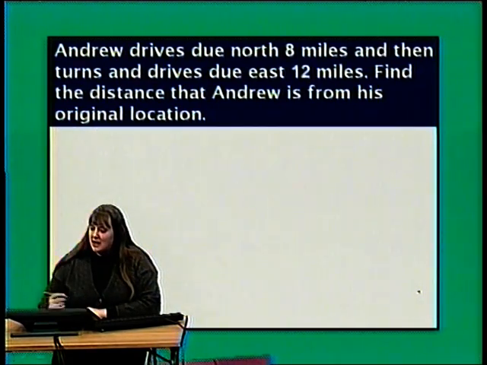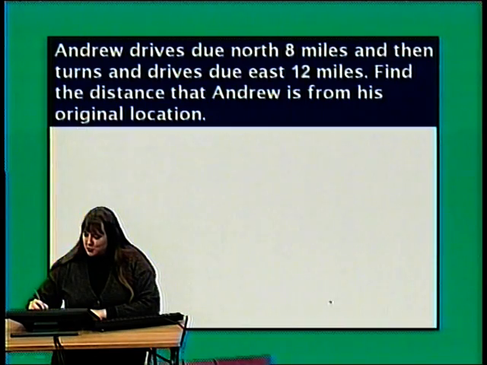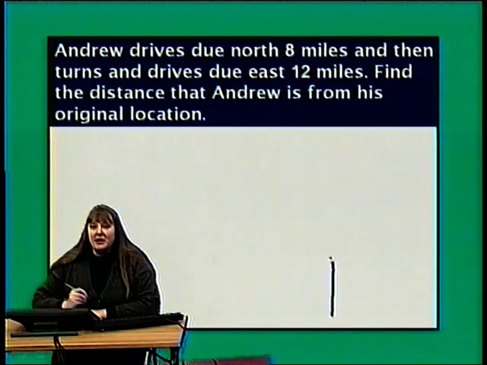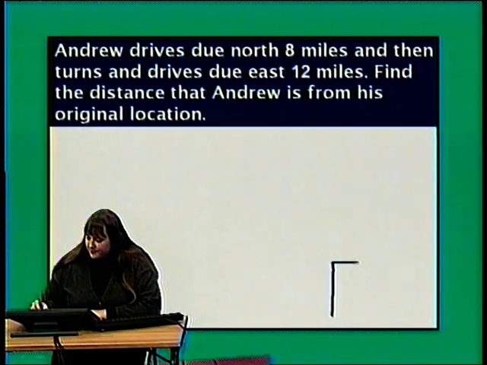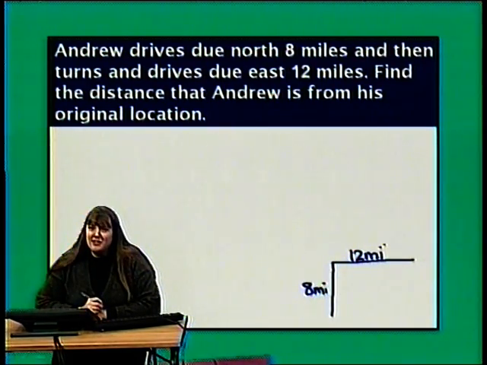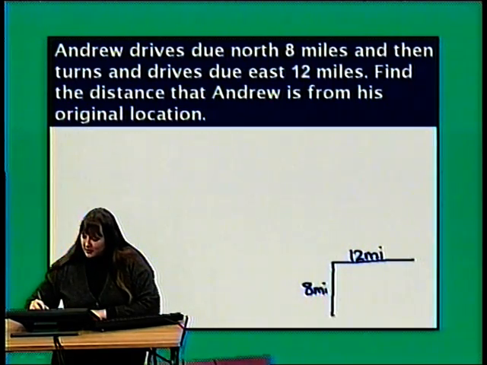So let's think about what's happening here. Andrew drives due north 8 miles. Then he turns and drives due east 12 miles. So let's label this. We have 8 miles due north and then 12 miles due east. Find the distance that Andrew is from his original location. So we're looking for this distance.